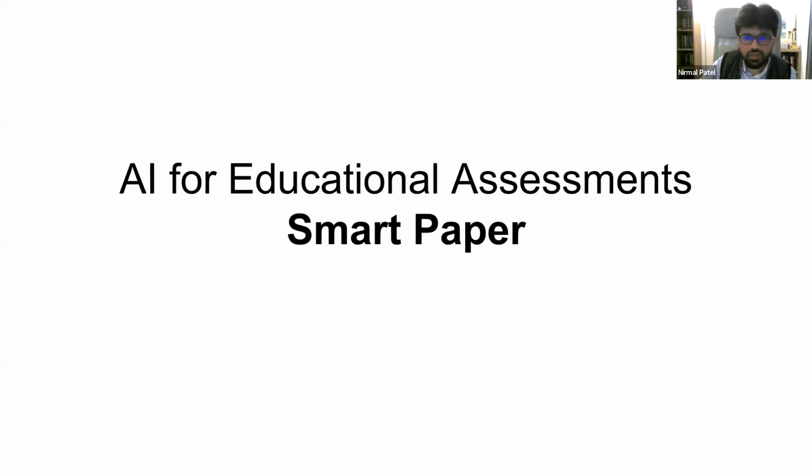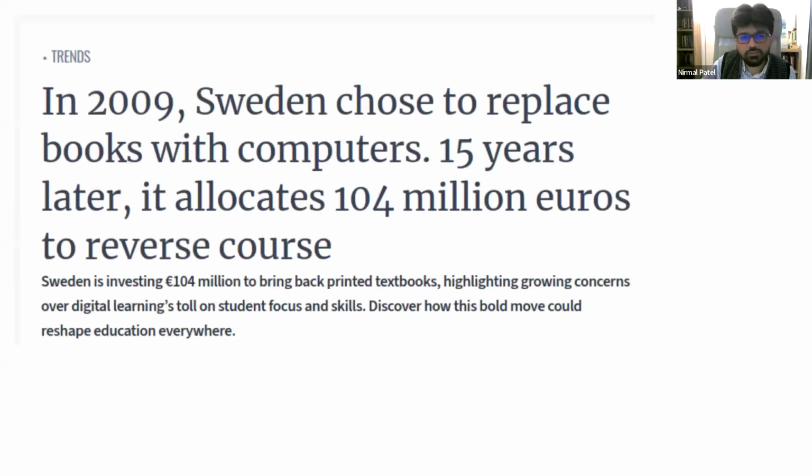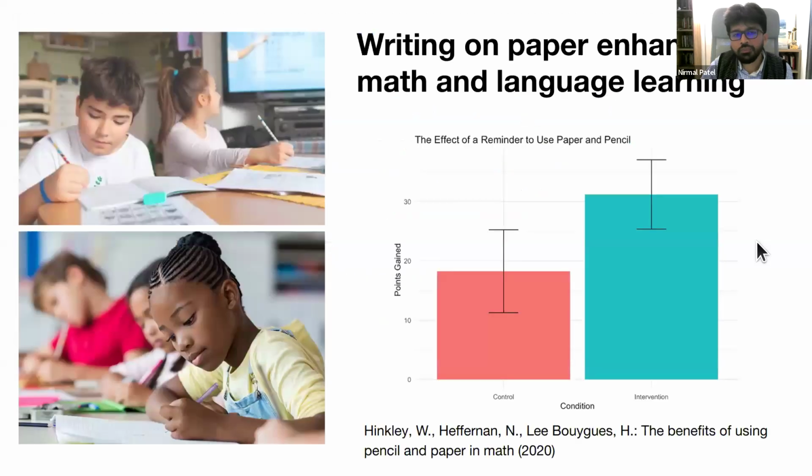This is the final part, and I'm going to talk about smart paper and AI in assessments. A few days ago it came in the news that after many years, Sweden is investing back in books, and there are so many studies now showing more and more how reading on paper, writing on paper, and thinking with paper as a tool is effective.